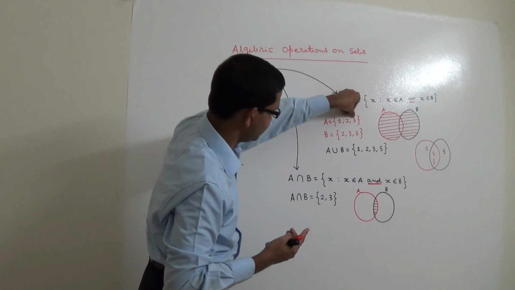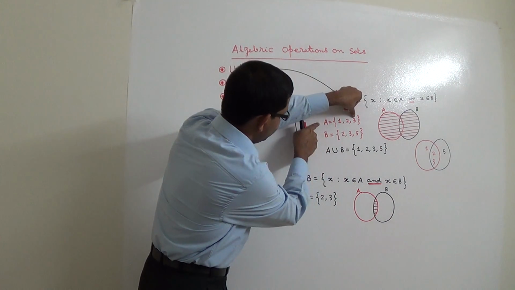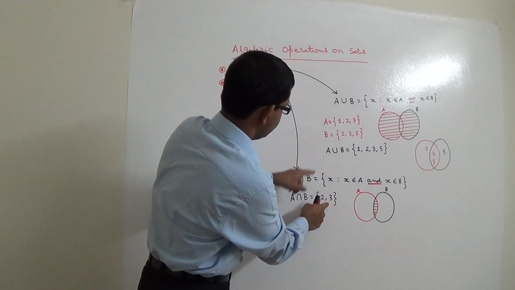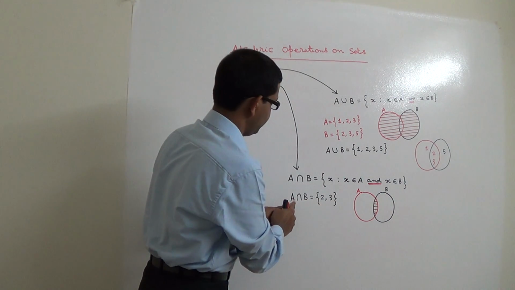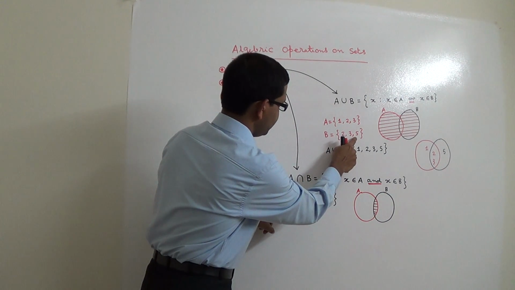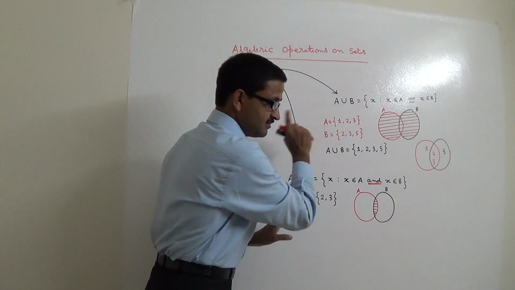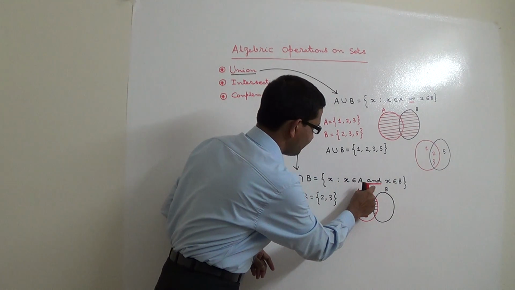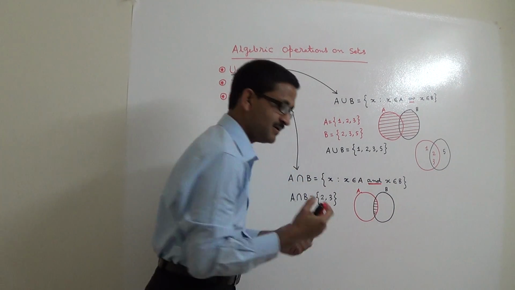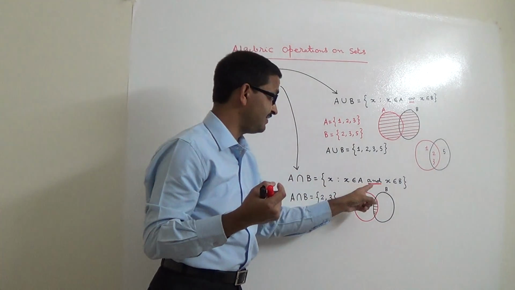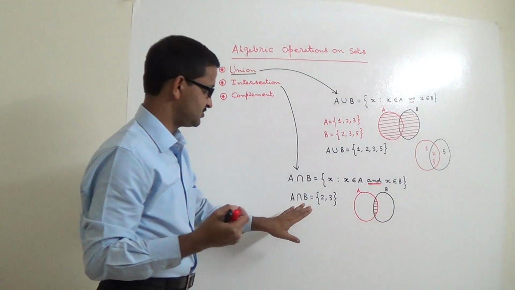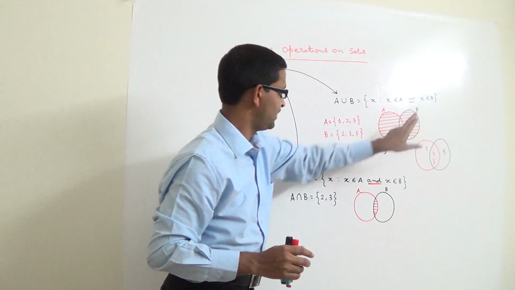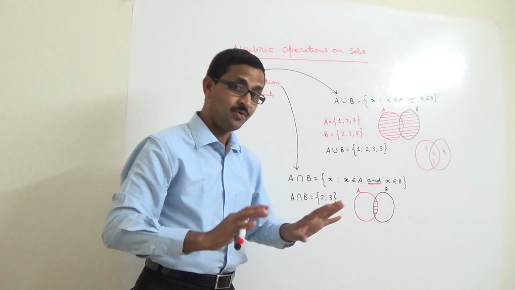Similar logic for 3. 3 belongs to A and 3 belongs to B both. So hence 3 is an element of the set A intersection B. But 5 belongs to B, but 5 doesn't belong to A. So the statement 5 belongs to A and 5 belongs to B doesn't hold true because AND is there. Right? So now you understood why OR is important in case of union and AND in case of intersection.